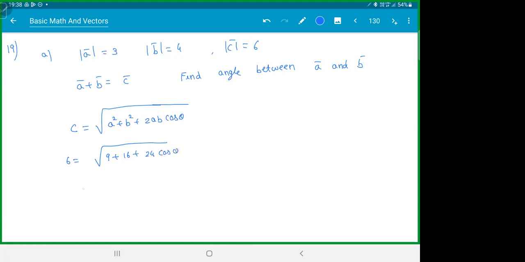That will be 36 minus 9, 27 minus 16, 11. 11 by 24 is cos theta. So theta will be cos inverse 11 by 24. Easy. Direct formula substitution. Next one. Any doubts on this?